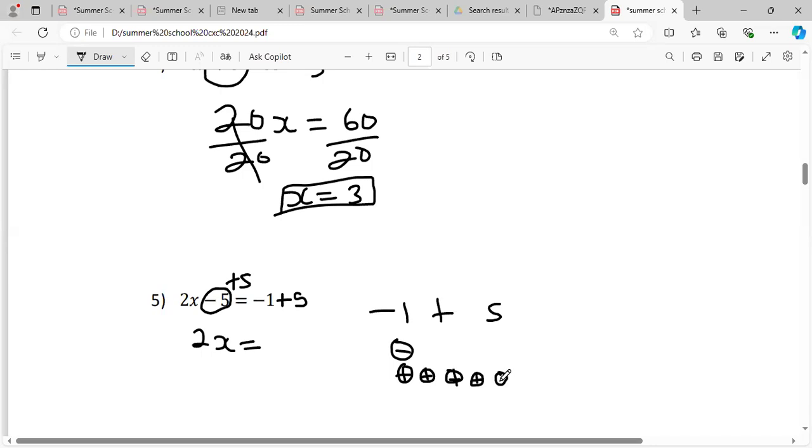Call this a zero pair. Each positive will cancel a negative. So only one is cancelled. So 4 are left, but they are all positive. So this works out to positive 4. And then we just divide by 2. 4 divided by 2 gives us 2. So therefore, x is positive 2.